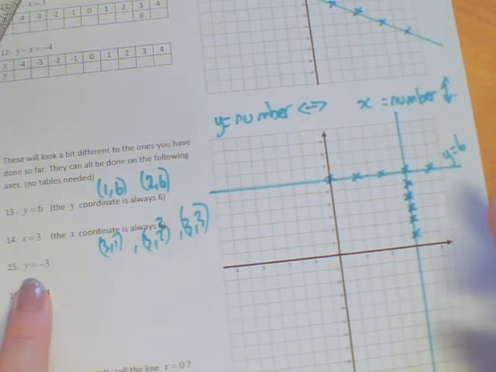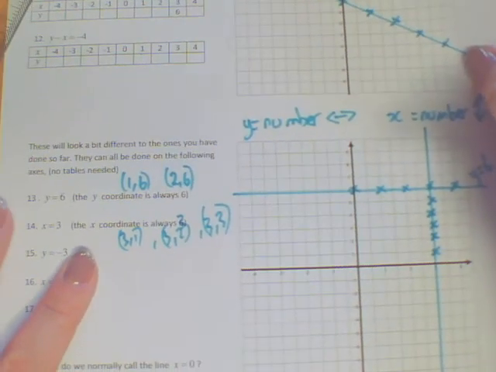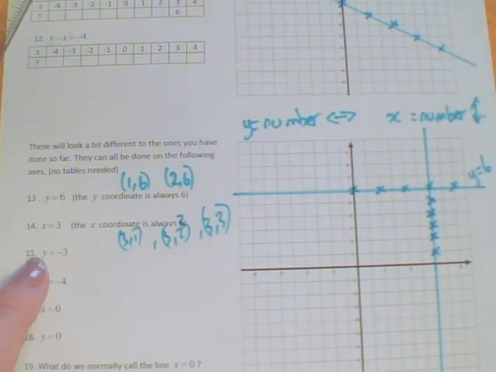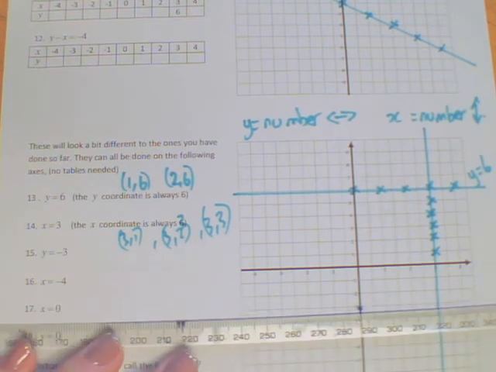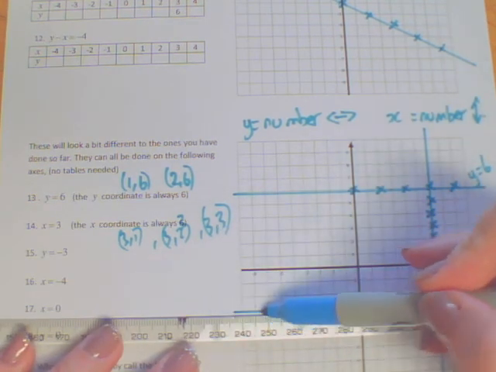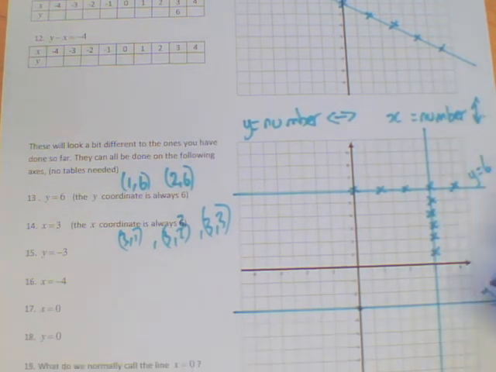So what would happen for y equals minus 3 then? Where do you think that one is going to go on your grid? Well done. This one here is going to go through the y-axis at minus 3, and it would be a horizontal line straight across at y equals minus 3.